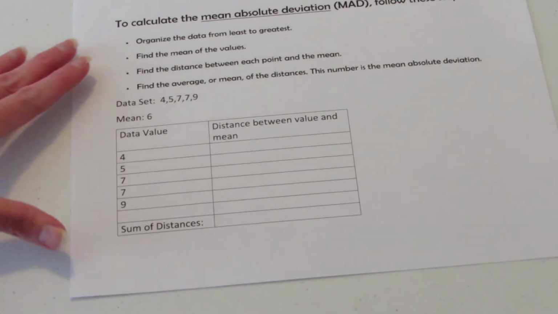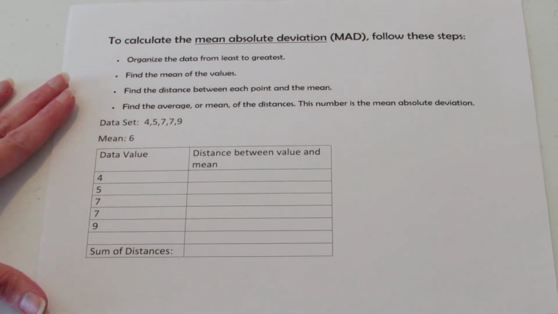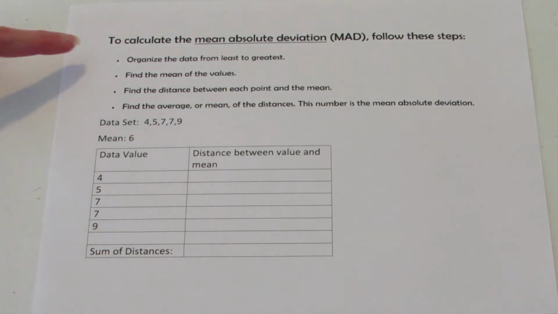All right, so the first one that we're going to talk about is the mean absolute deviation, or the MAD. So you follow these steps. First, you organize your data from least to greatest. Second step, you find the mean of the values, find the distance between each point and the mean, find the average of the distance, and that gives you your mean absolute deviation.